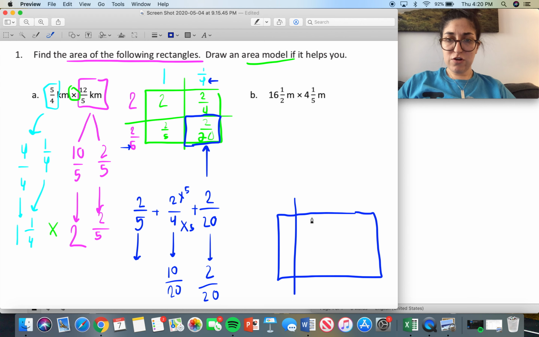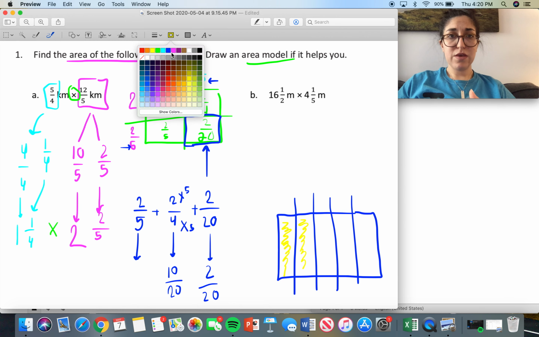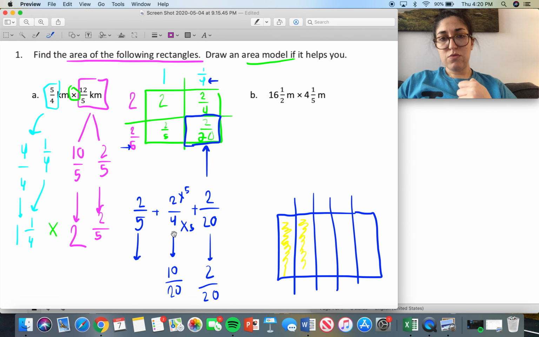So if we start with 2/5, 1, 2, 3, 4, and here's 5. Now I'm going to color in 2 of them, right? And what I'm saying when I'm saying that, and this is 2/5, what I'm saying when I'm saying how many cuts are we making, we're going to try to get to a denominator of 20. So if this is our whole, we need to make it so now this has 20 cuts in it.